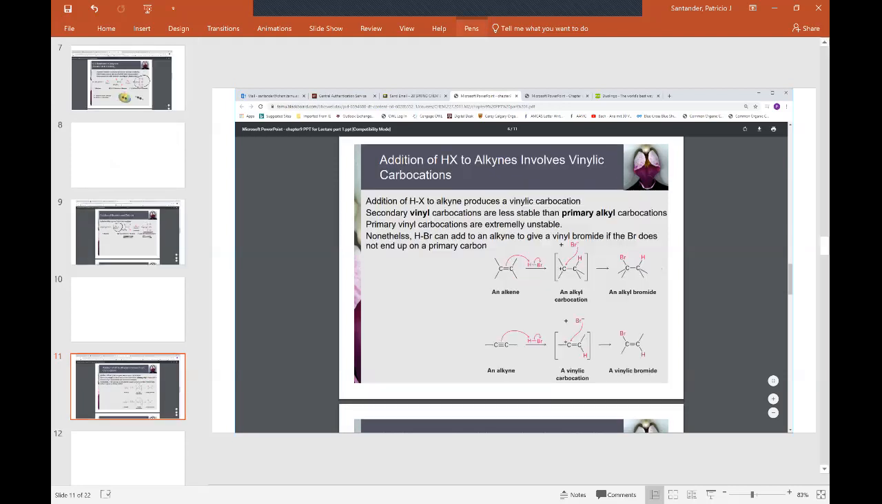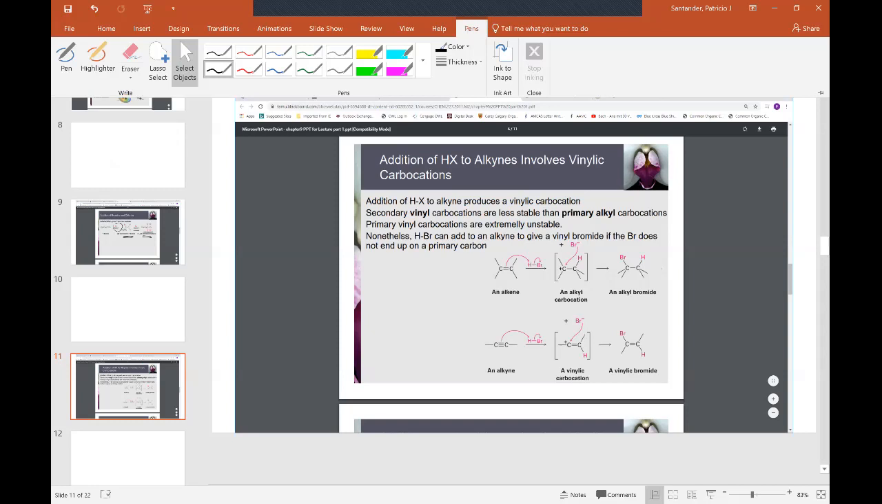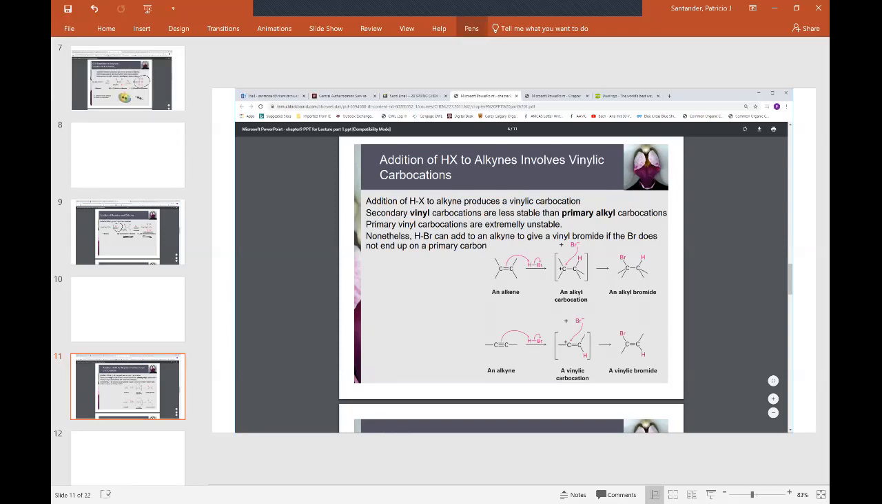And then we have the addition of HBr or HCl. The interesting thing here is that the reaction proceeds with Markovnikov regiochemistry. That means that the carbon atom that initially had more hydrogens is the one that will go with the hydrogen, and the carbon atom that initially had fewer hydrogens is the one that will end up with the halogen.